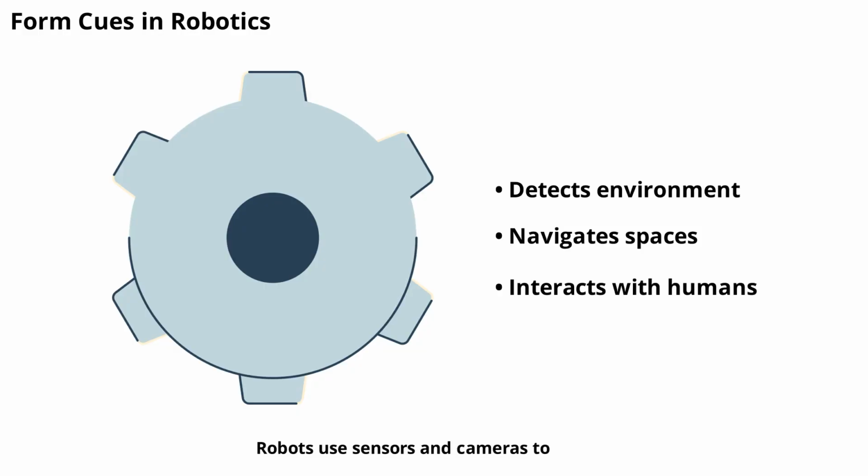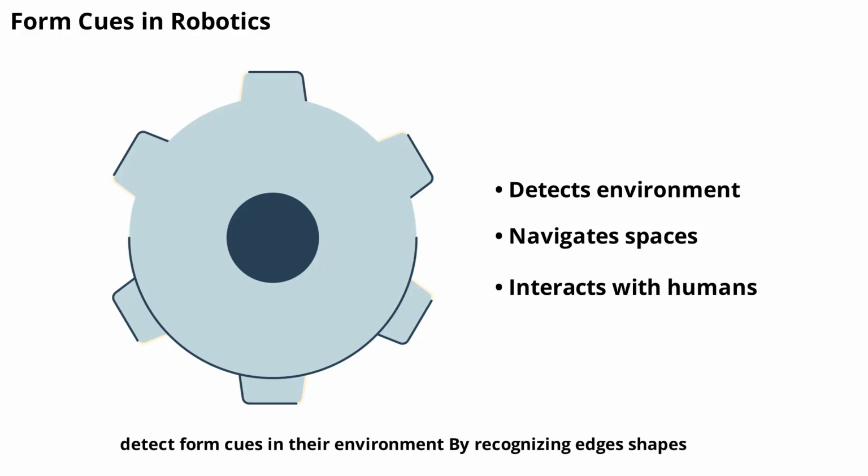Robots use sensors and cameras to detect form cues in their environment. By recognizing edges, shapes, and patterns, robots can navigate spaces, manipulate objects, and interact with humans. Advances in robotics depend on improving how machines interpret form cues.